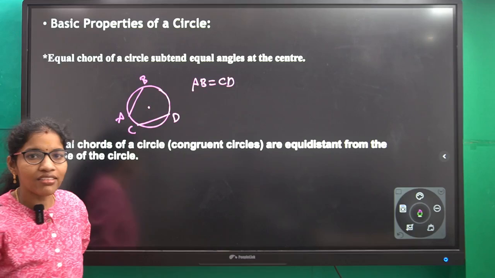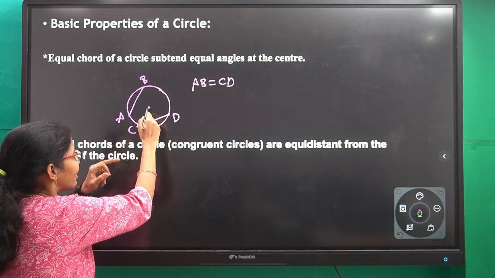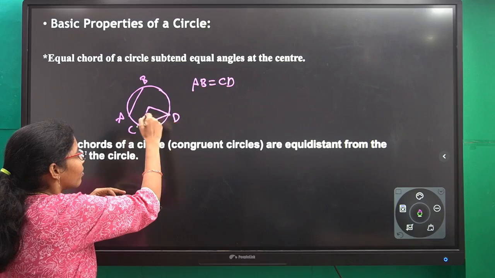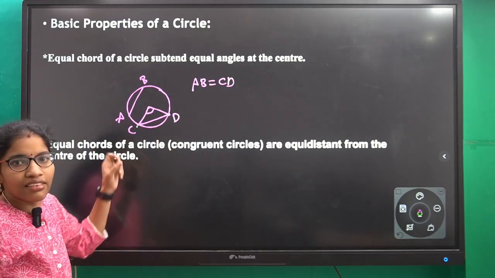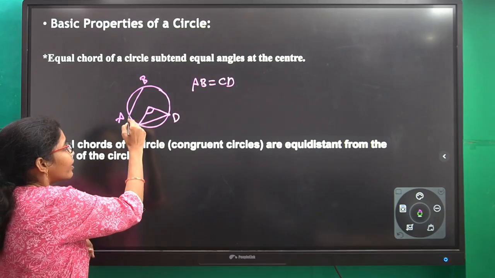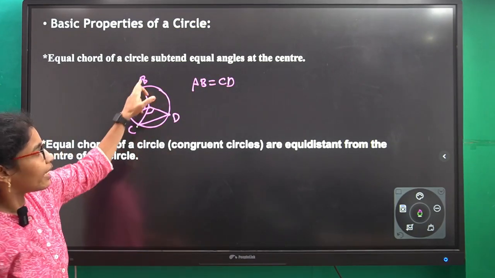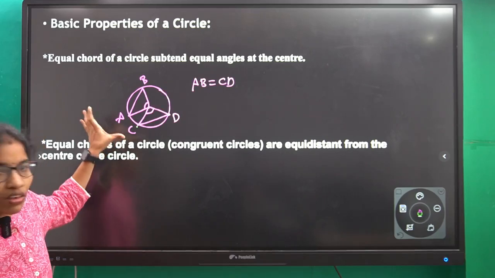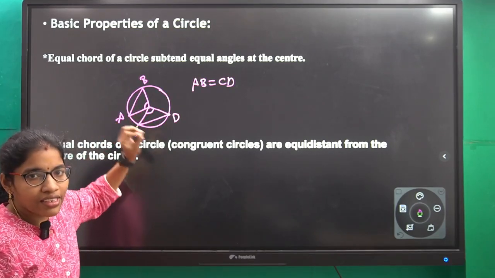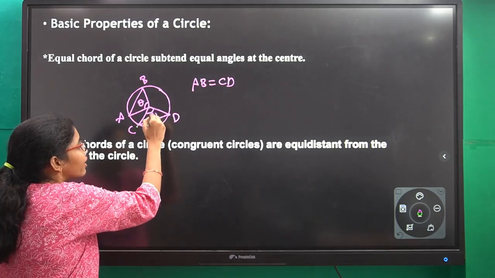What is meant by angle subtended at the center? Whenever we join the 2 endpoints to the center, it makes some angle. This angle is called the angle subtended at the center by CD. And when we join these endpoints to the center, it is the angle subtended at the center by AB. If 2 chords are equal, then the angles subtended by those 2 chords are equal. That means these 2 are equal.